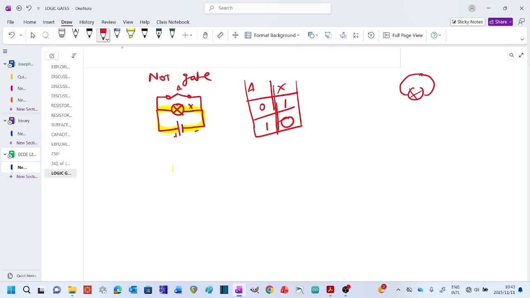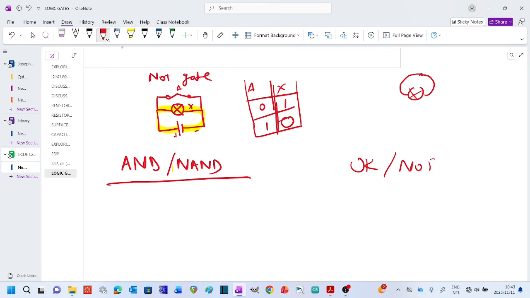Now, let me give you a hint when it comes to AND. We know that AND and NAND complement each other, and then OR and NOR. So let me give you a hint in terms of circuits. For an AND, your switches are in series. And for OR and NOR, your switches are in parallel. That's exactly what it is.